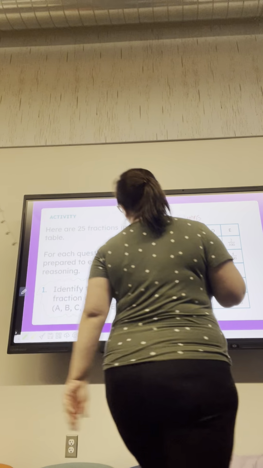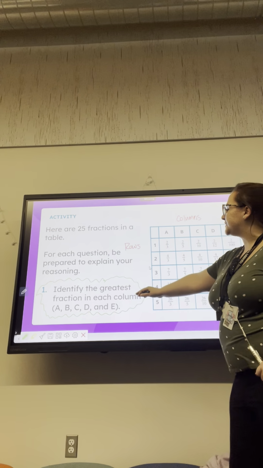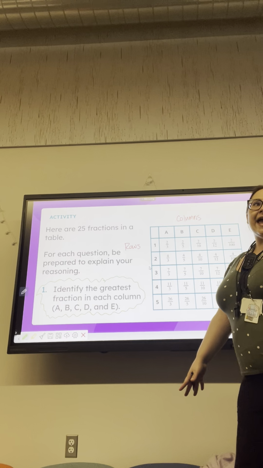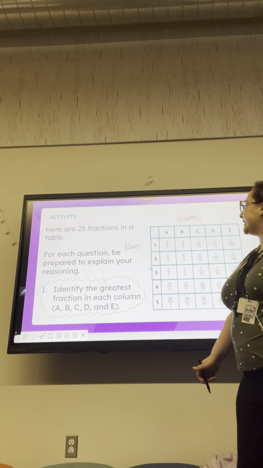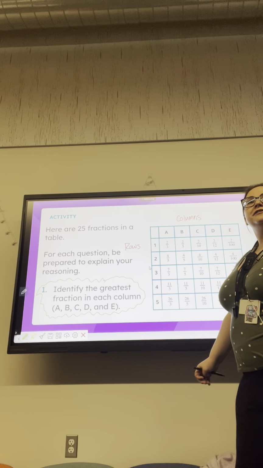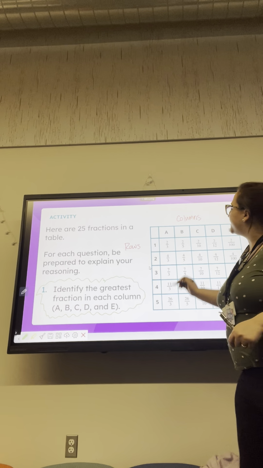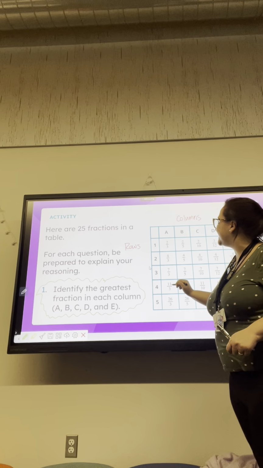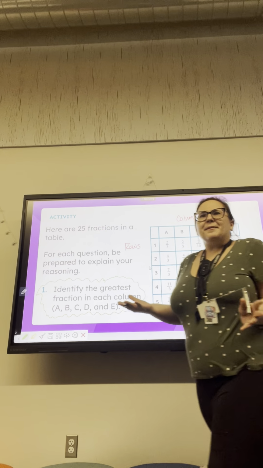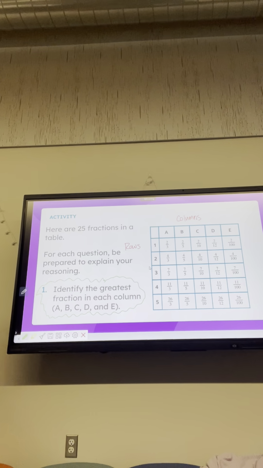So what I'm going to do first is identify the greatest fraction in each column, A, B, C, D, and E. I think it's a good idea to use Michaela's strategy for this question because all of the numbers in the denominator are the same. What does that mean, Mrs. Porter? What does that actually look like?